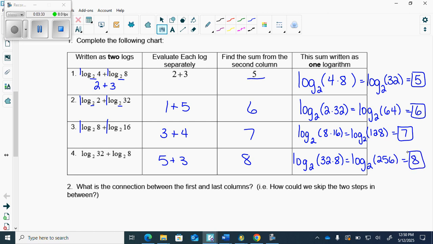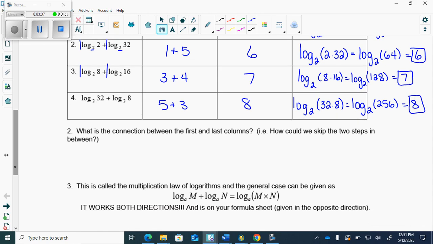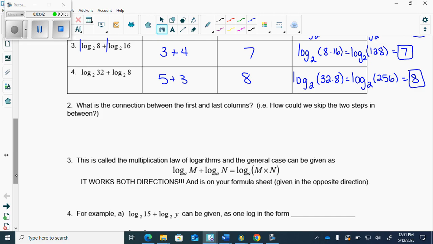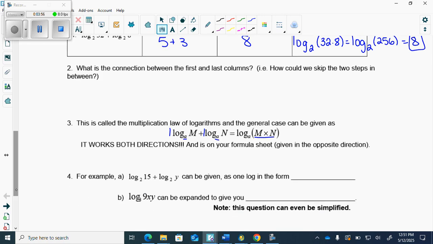So this says, what is the connection between the first and last columns? How could we skip the 2 steps in between? Well, you end up using this log law. It's called the multiplication law of logarithms. So if I have plus 1s in front and my bases are the same, I can put them together as multiplication as a single logarithm. Okay? So now we have to also remember that it works in both directions. If I have 2 together by multiplication, I can also separate them into 2 separate logs, not just 2 separate logs together as one log. So the formula works both ways.